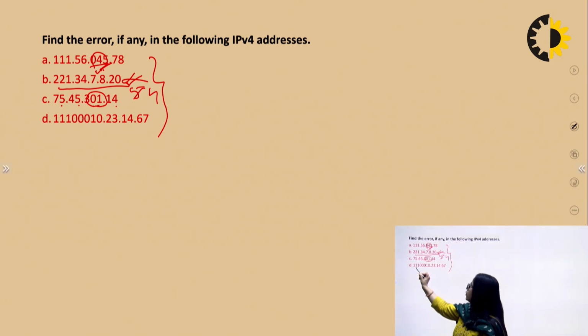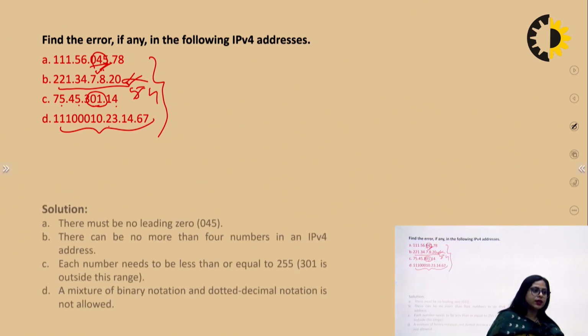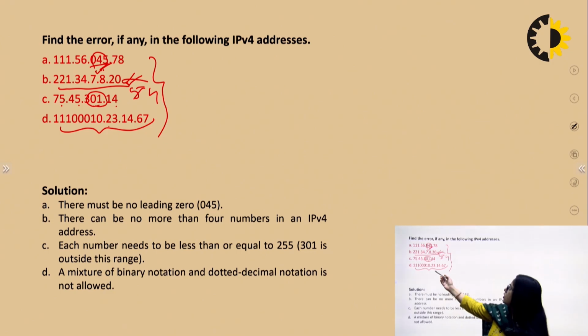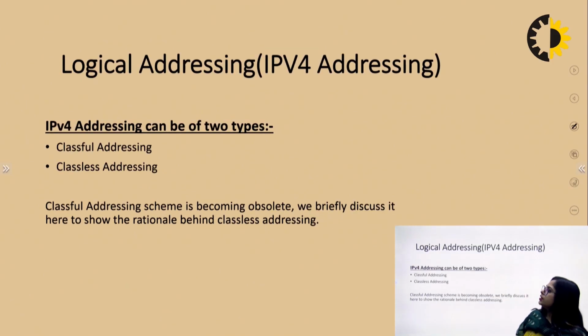After that, 111.00010.23.14.67. This is a combination of binary and decimal. Okay, this is a combination of binary and decimal, and this is not allowed. A mixture of binary notation and dotted decimal notation is not allowed.